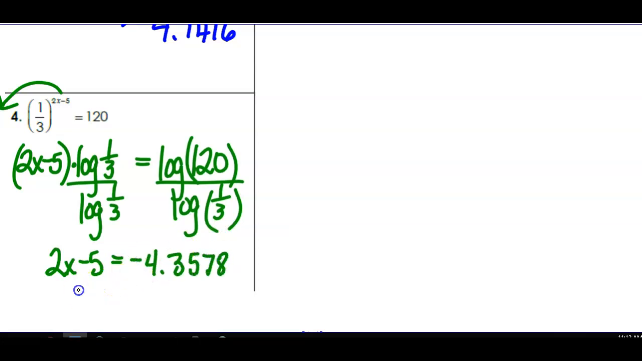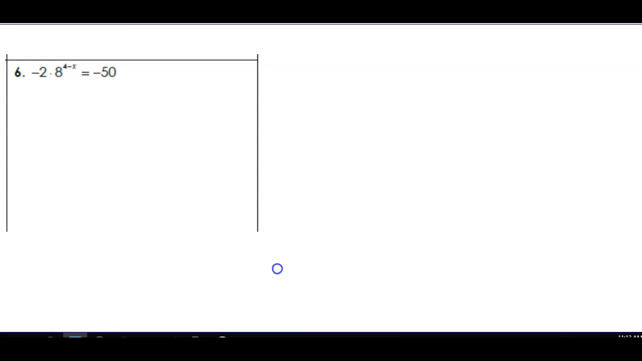All right, I'm going to leave you guys to finish that. You would add 5, divide by 2, and it will work when you put it back in, okay? You can check on the notes. I'll come back and finish it on the notes if you're worried.